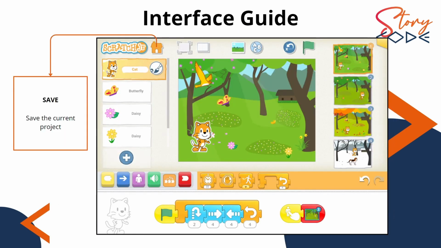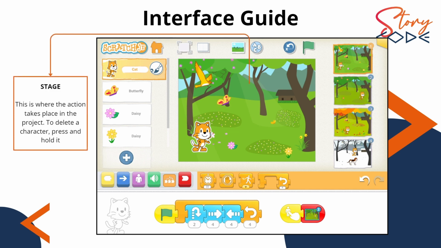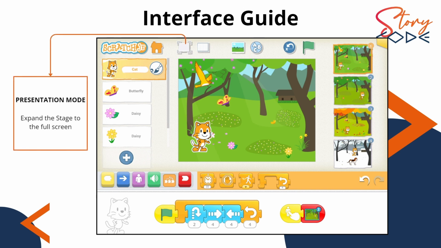We will now look at the main commands of Scratch Junior. To save the project, tap the Home symbol. The stage is the central part of the project and is where the animation will take place. To delete a character, press and hold it. Tap the Presentation Mode command to extend the stage to the full screen.